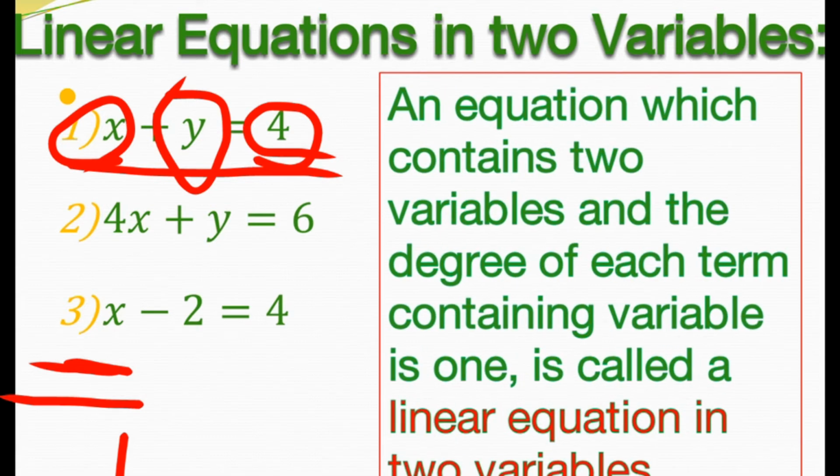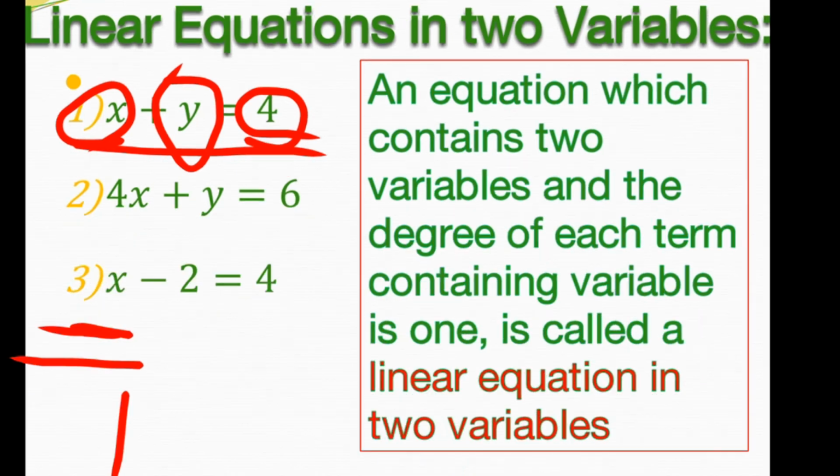Here the definition is: an equation which contains two variables and the degree of each term containing variables is 1, is called a linear equation in two variables. जिसके पास में वेरिएबल है उसका डिग्री 1 होना चाहिए. ये डेफिनेशन क्लियर होगी. अभी एग्जाम्पल से हमने यही देखा है, जस्ट इसको डेफिनेशन में रखा है.